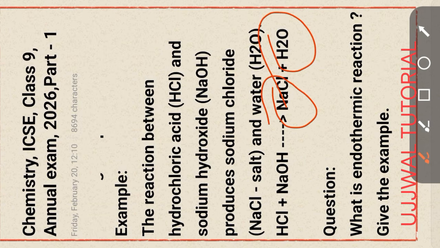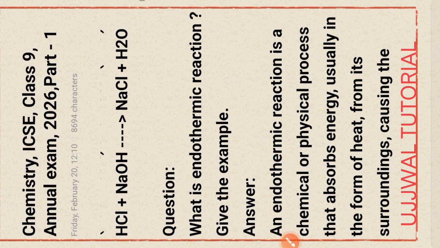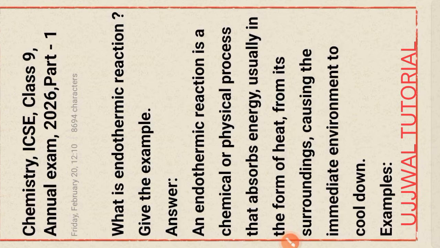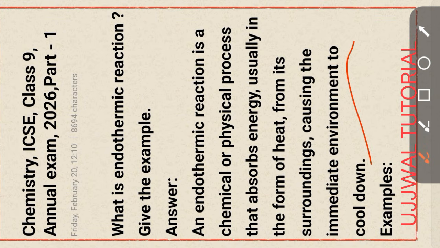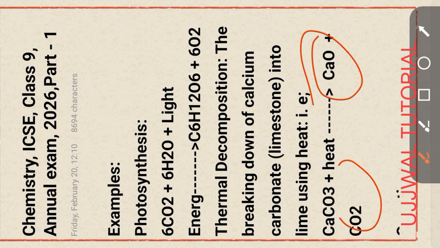Okay, next question. What is an endothermic reaction? Give an example. An endothermic reaction is a chemical or physical process that absorbs energy, usually in the form of heat, from its surroundings, causing the immediate environment to cool down. For example, photosynthesis in plants, and limestone breakdown, that is the decomposition into calcium oxide and carbon dioxide.